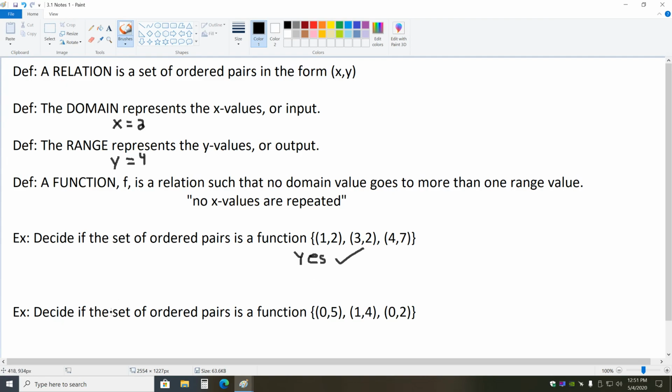Now for the next one, go ahead and pause the video, see if you can figure out whether this is a function. Okay, so we have the points (0, 5), (1, 4), and (0, 2). Notice we repeated x equals 0. Because we repeated an x value with different y values, so it's okay to repeat the same point, but because these are different points, this means no, this is not a function.